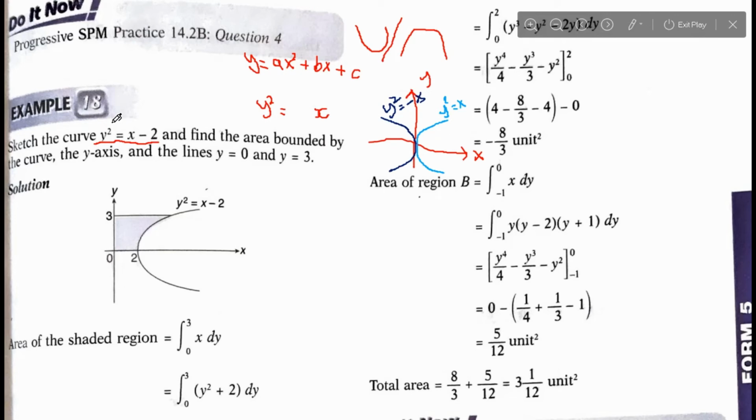So how do we draw y squared equals x minus 2? This is y squared equals x. For minus 2, we have to move this curve to the right by 2 units. So this is the line for y squared equals x minus 2.